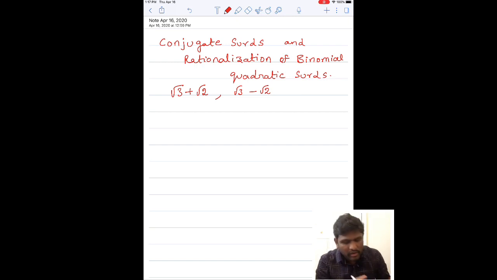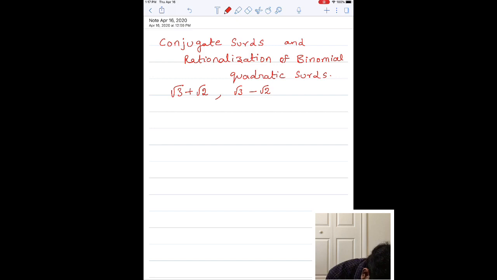So the sum and difference of two simple quadratic surds is considered conjugate surds, and we say that they are conjugate to each other. They are also called complementary surds. Now I'll give you one more example and then we'll continue with the rationalization of binomial quadratic surds. I'll also be letting you know what binomial quadratic surds are. Okay, right. Now one more example.